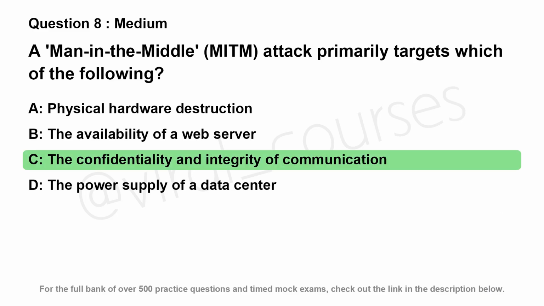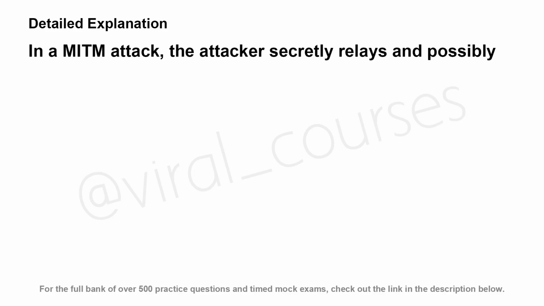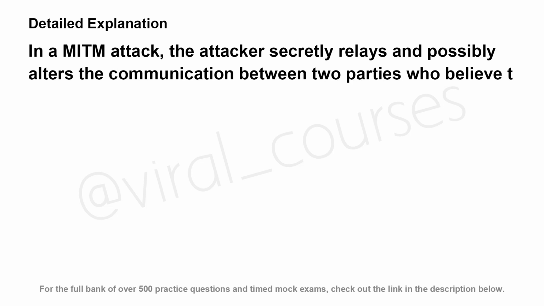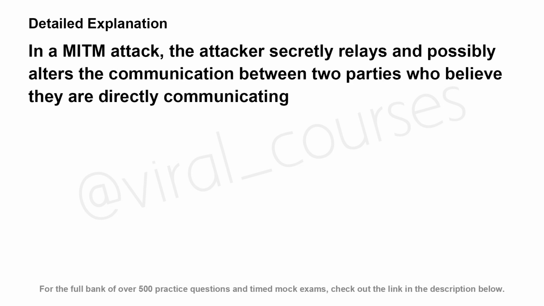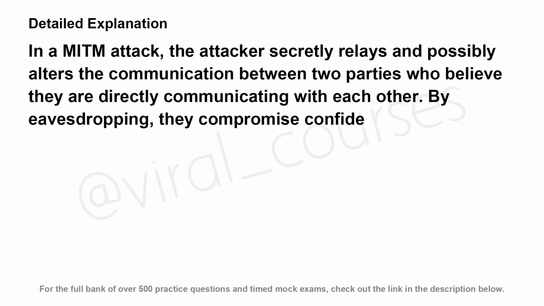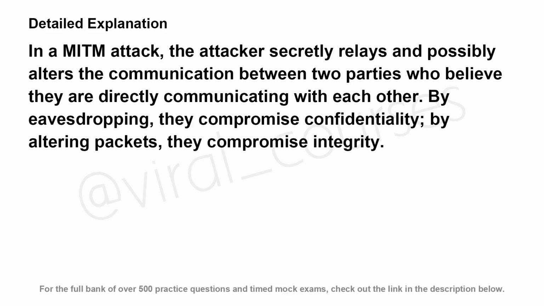The correct answer is C. In a MitM attack, the attacker secretly relays and possibly alters the communication between 2 parties who believe they are directly communicating with each other. By eavesdropping, they compromise confidentiality. By altering packets, they compromise integrity.